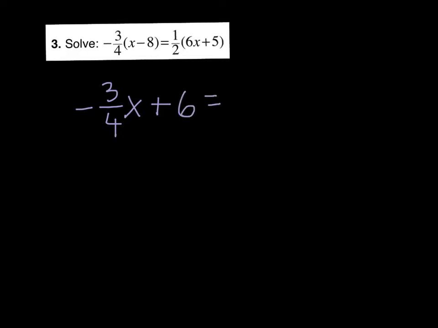On the other side, again, we're going to distribute, so 1/2 multiplied through the parentheses, so we're going to have 1/2 times 6x, or 1/2 of 6x, or 3x, plus 5/2. 5 times a half, 5/2.